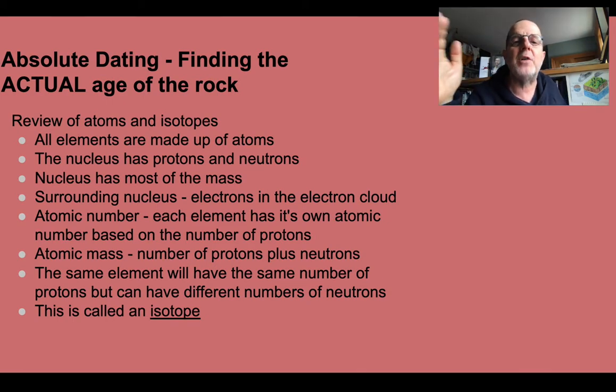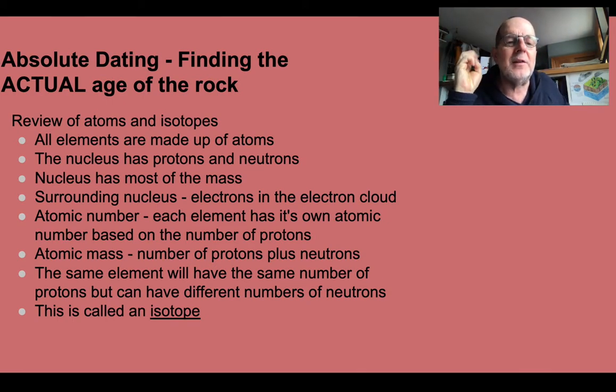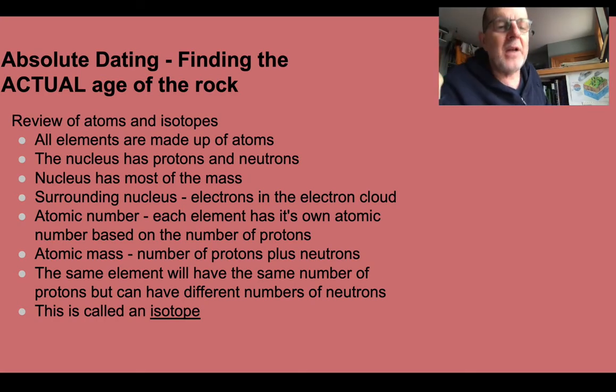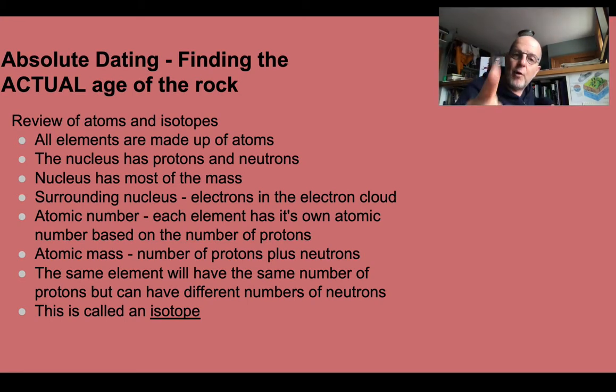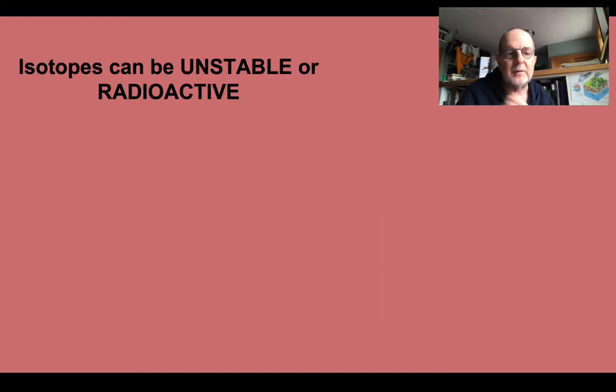The nucleus has protons and neutrons in it. The nucleus has the most mass. Surrounding the nucleus, electrons are in the electron cloud of uncertainty. Atomic number: each element has its own atomic number based on the number of protons. Atomic mass: the number of protons plus the number of neutrons, which is not always the same. The same element will have the same number of protons, but can have different numbers of neutrons, and these different forms of the same element are called isotopes.